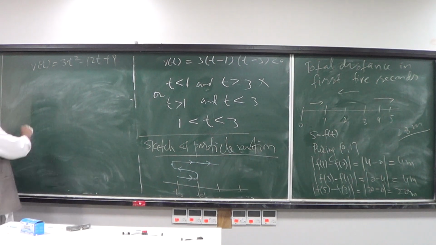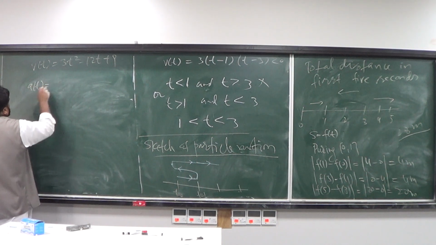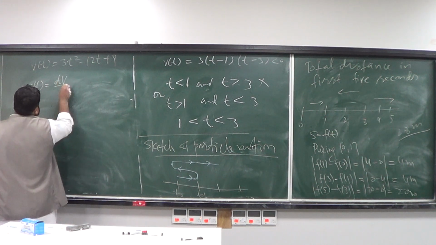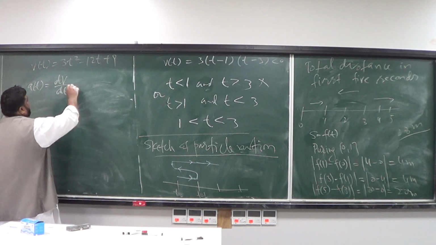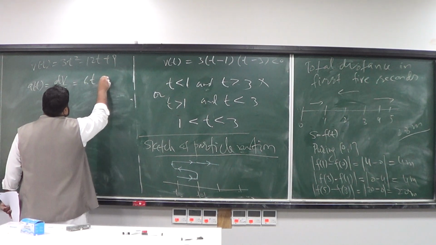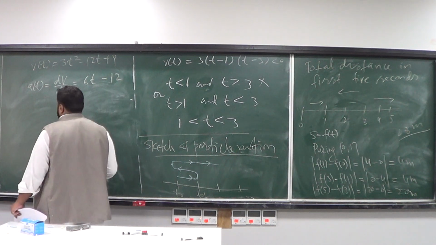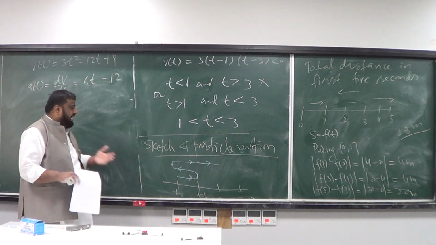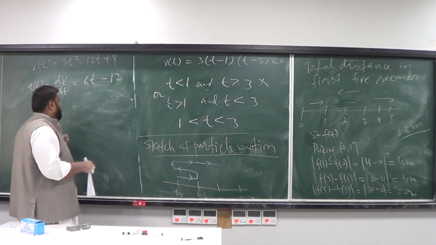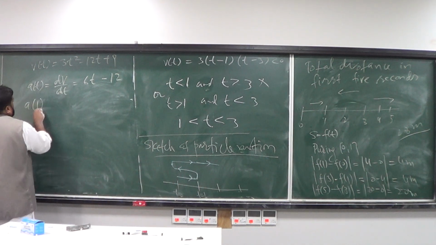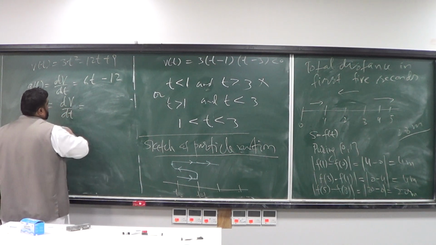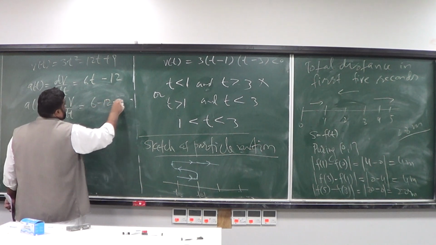So what would be the acceleration of the particle? The acceleration of the particle is going to be dv by dt. So it's going to be 6t minus 12. Then you can ask the question, how much was the particle accelerating at, say, the first second? If I compute at t equal to 1, you get an interesting answer. dv by dt will become 6 minus 12, so negative 6.